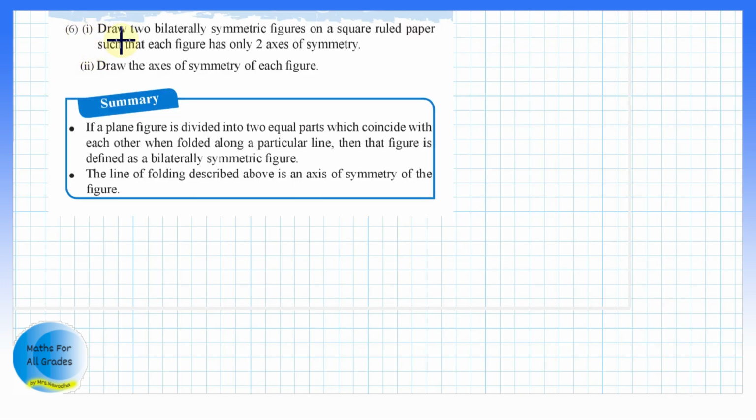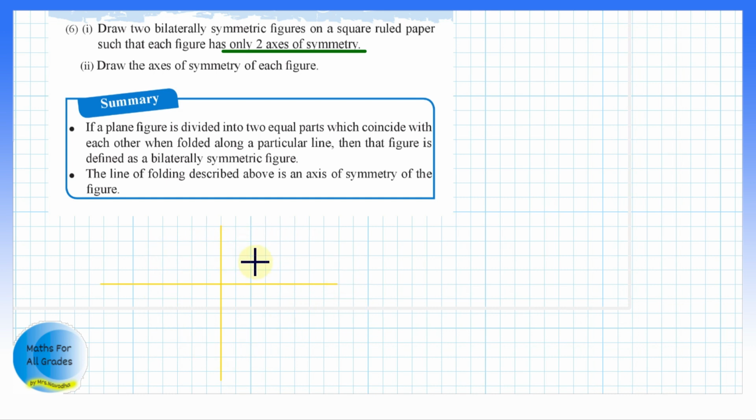Question number 6. Draw two bilaterally symmetric figures on a square ruled paper such that each figure has only two axes of symmetry. So this time the figures should have only two axes of symmetry. Draw the axis of symmetry of each figure. Here I suggest you start with two axes of symmetry. 1, 2, 3, 4. There are four sides. So now try to draw the same thing on the four sides.